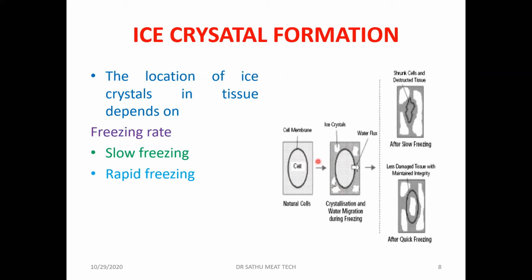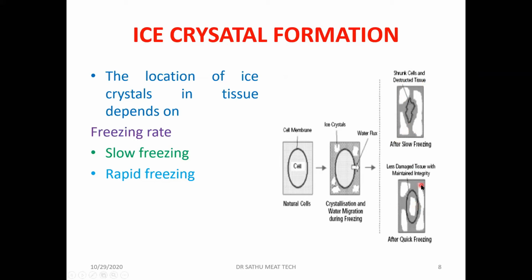Especially in the case of slow freezing, it is mostly extracellular. So when the ice crystals start forming, the solute concentration here starts increasing slightly, so the water will move out. Again the ice crystals will keep growing as time goes on. You can see the ice crystals becoming larger and larger. As the ice crystals become larger with the time of freezing or frozen storage, they will start disrupting the cell membrane. This is what happens in slow freezing.